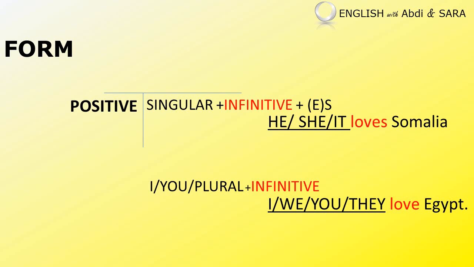In positive sentences, we have a singular plus an infinitive plus es or s. Singular are he, she, it, plus verb plus the rest of the sentence. With I, you, and plural, we add the infinitive, we do not add any suffix. These are I, we, you, they.